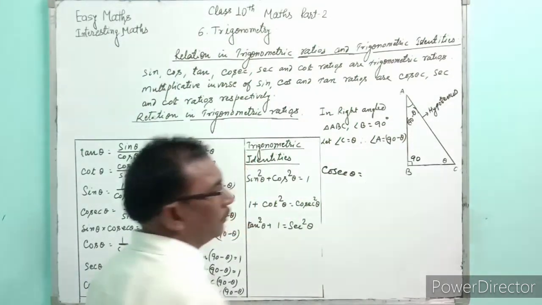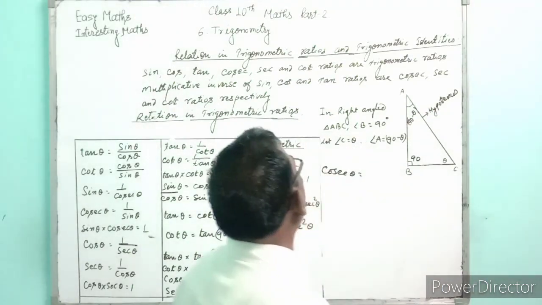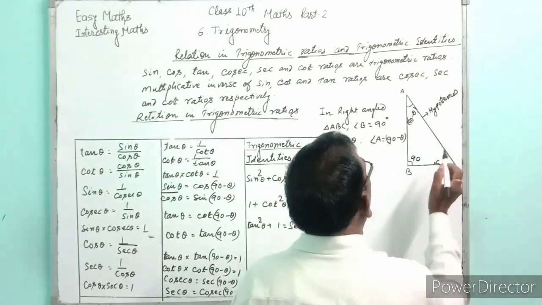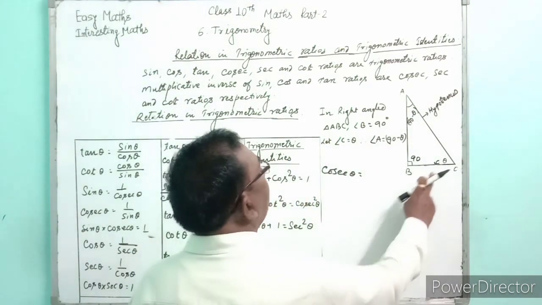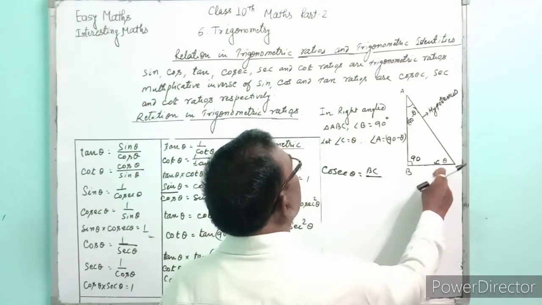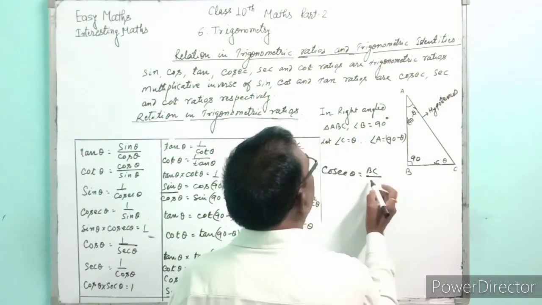Cosec theta, that is the opposite of sin theta. Cosec theta is equal to the adjacent side of angle theta, BC, divided by the side opposite to angle theta, that is AB.